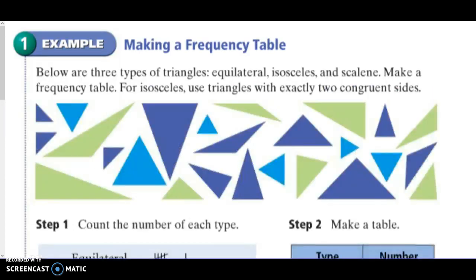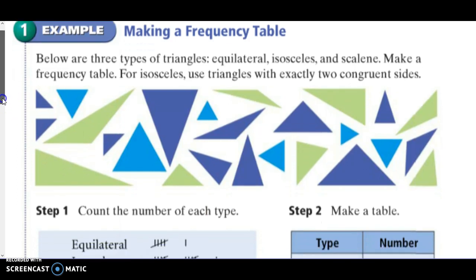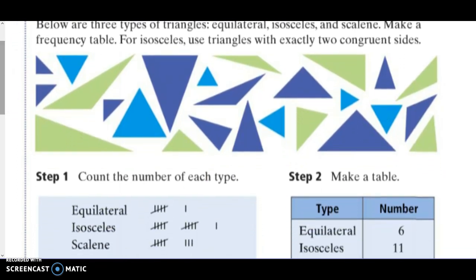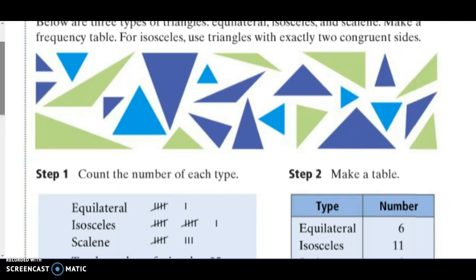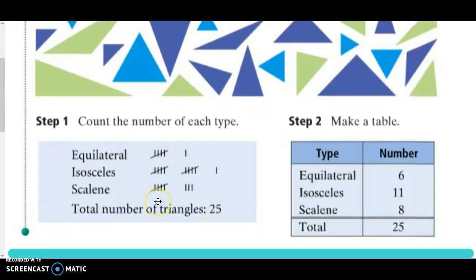Alright, looking at example 1, this is making a frequency table. Super duper easy. Basically, you're going to have 2 ways of keeping track of that data. You can use a tally table, tally chart, whatever, and then the actual official table presentation. Your tally sheet just has the marks and keeps track of it, and it helps you organize your data as you're going along. Whereas the table actually says the official name and how many and the total number.